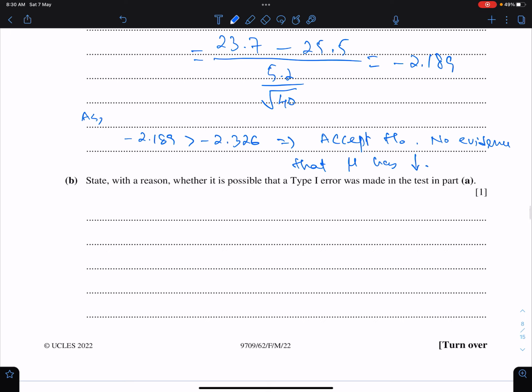Next part of this question. State with a reason whether it is possible that a type 1 error was made in the test in part A. No, because H naught was not rejected. A type 1 error is made when H naught is rejected. So since H naught was not rejected, a type 1 error will not be made.